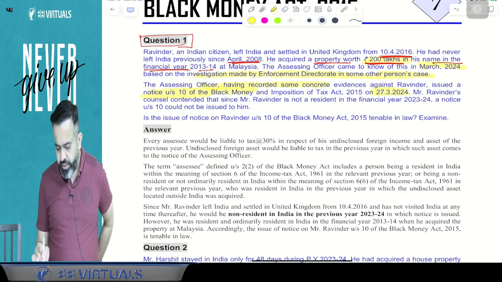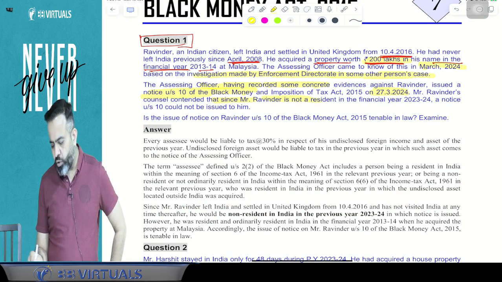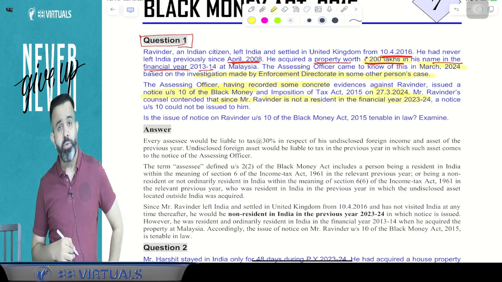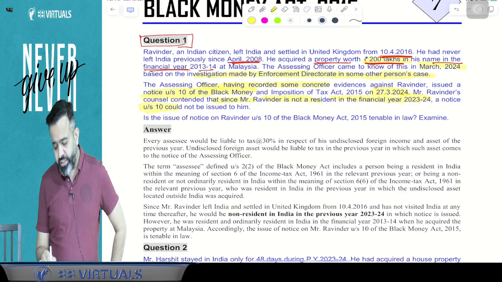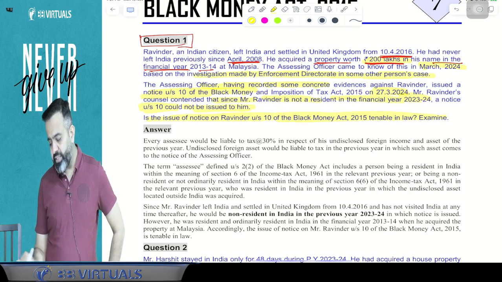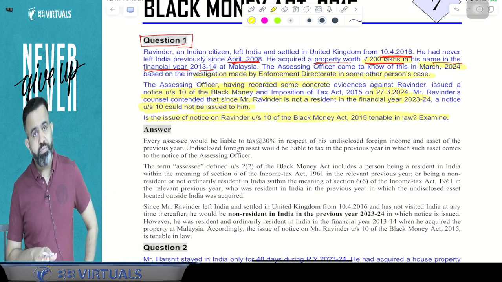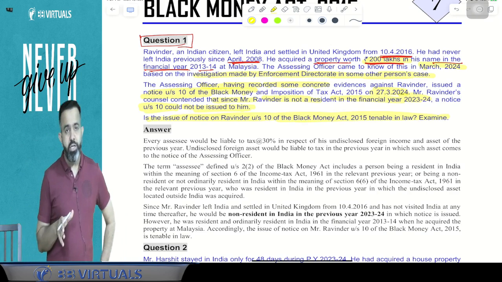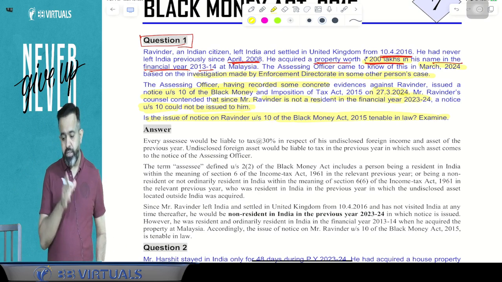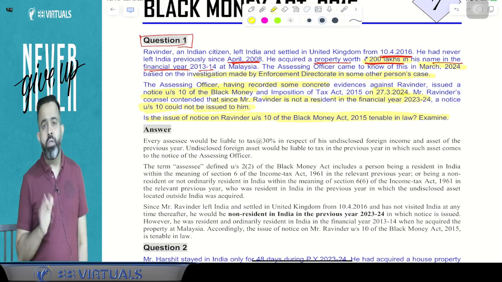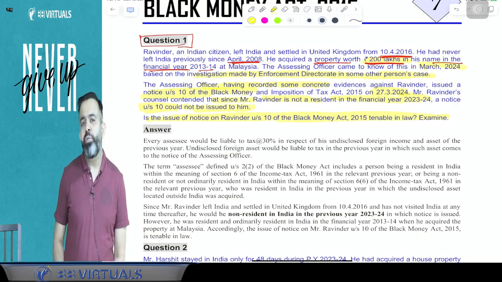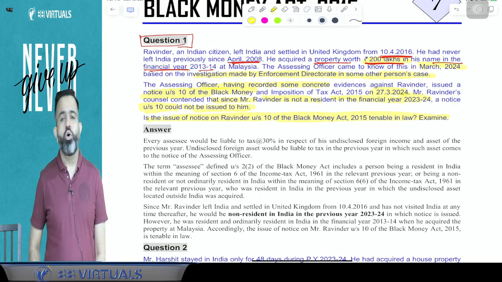Mr. Ravindra's counsel contends that since Mr. Ravindra is not a resident in the financial year 23-24, a notice under section 10 could not be issued to him. Is the issue of notice to Ravindra under the Black Money Act tenable in law or not? His counsel says that since he is a non-resident in the current year, notice cannot be issued. Is his view right or wrong?